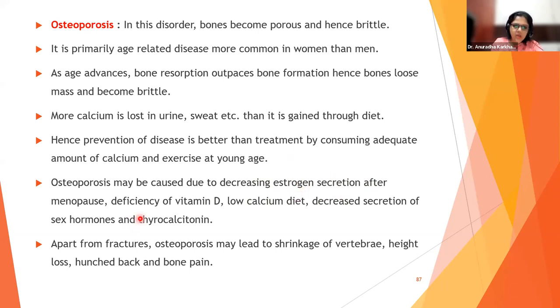Of course, it may also occur due to deficiency of vitamin D, low calcium diet, decreased secretion of sex hormones and thyrocalcitonin. So even that may be the different causes for this osteoporosis. Apart from fractures, osteoporosis may lead to shrinkage of the vertebrae, height loss, hunched back, and bone pain.